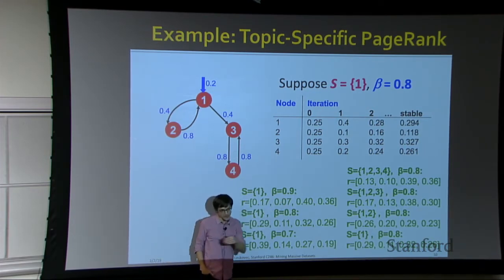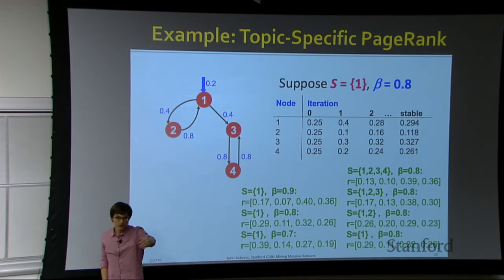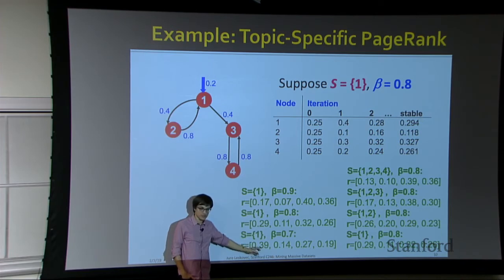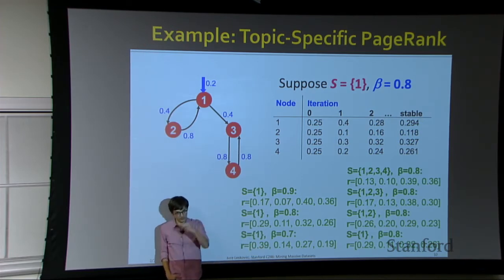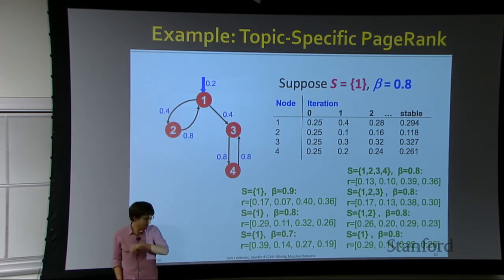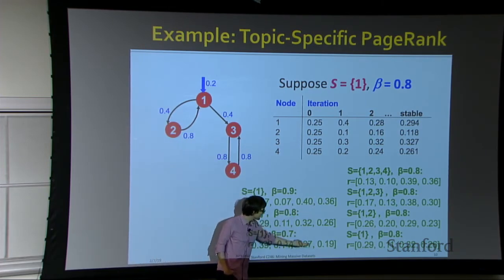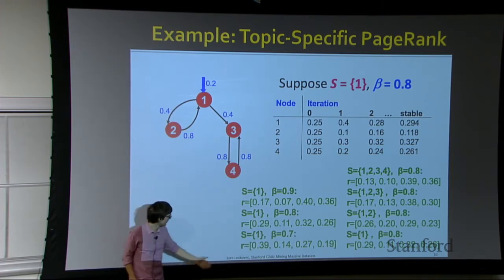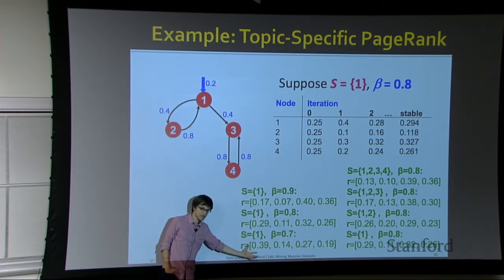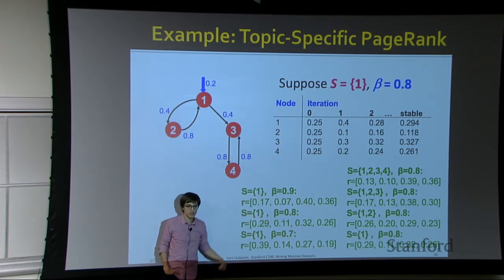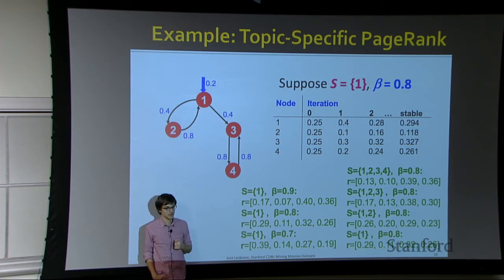Basically what it means is, with large beta, my random walker walks farther out, and with smaller beta, it tends to jump back to node 1 sooner. So as I decrease beta, the importance of node 1 is increasing, because the random walker is taking fewer steps and jumping back to node number 1 more often. And then the importance of other nodes in the network is decreasing, because the walker tends to spend more and more time in node number 1. The reason is that we are jumping back faster and faster, right?